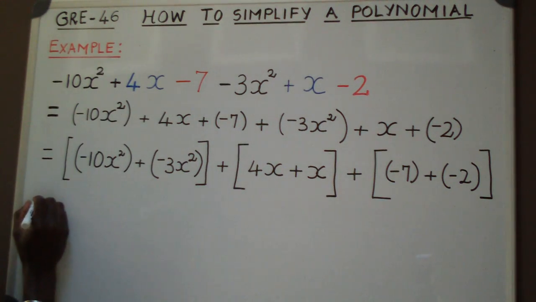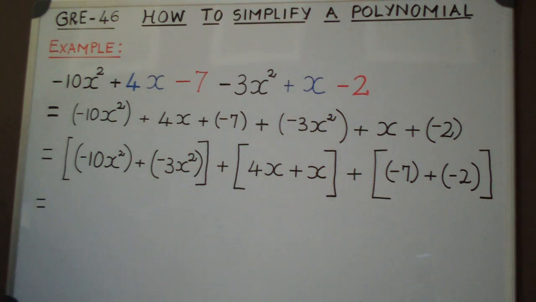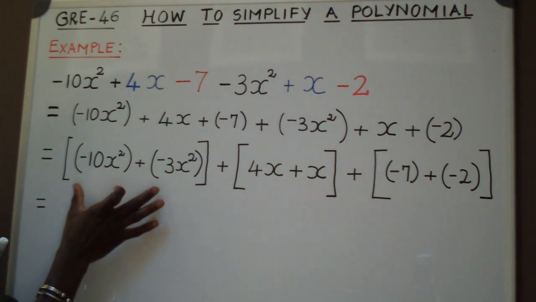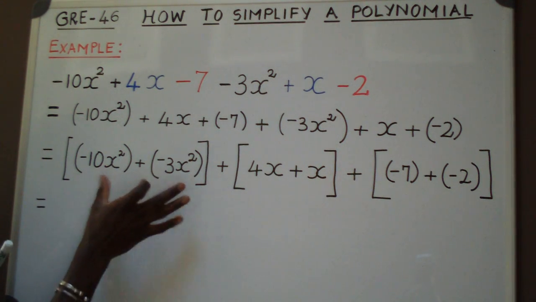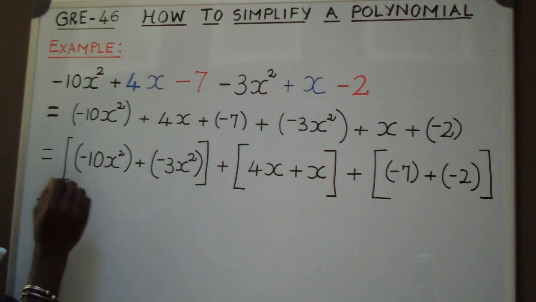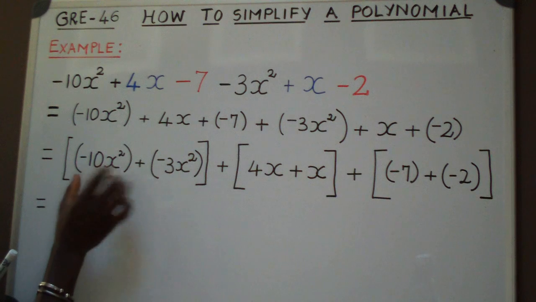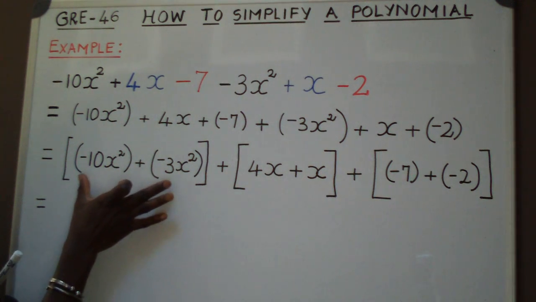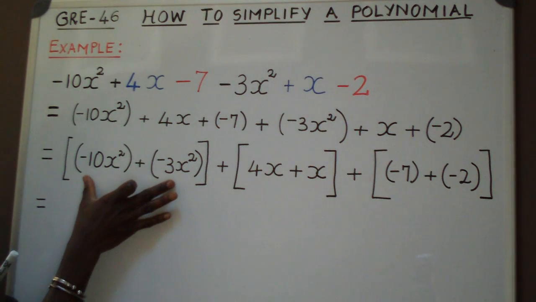Now, in order to find my final answer, what I'm going to do now is to simplify the contents of the square brackets. So let us start with the first square bracket here. Now, what do I get if I simplify the contents of this square bracket?